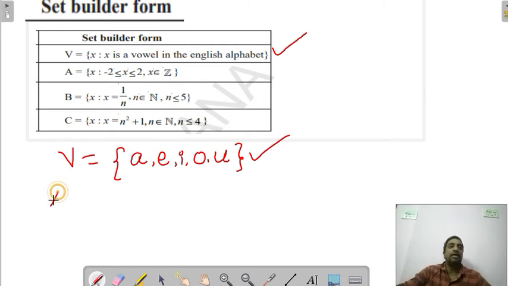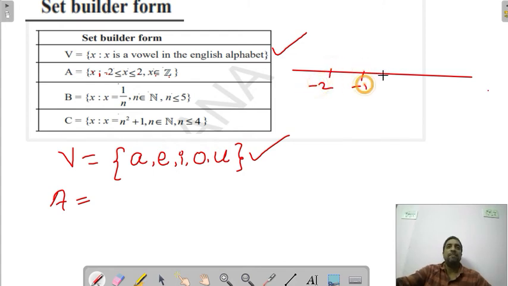Now coming to the second one, B. What is the second one here? x such that x is from -2 to +2, and x belongs to Z. Z means integers. x is an integer, but in the integers from -2 to +2. Now how to write these elements? Just draw a number line and write the integers from -2 to +2: -2, -1, 0, 1, 2.